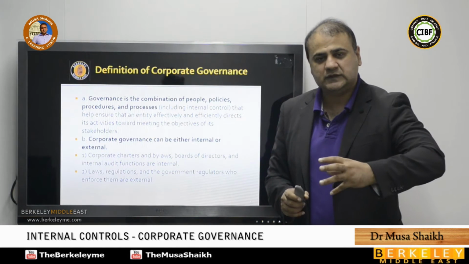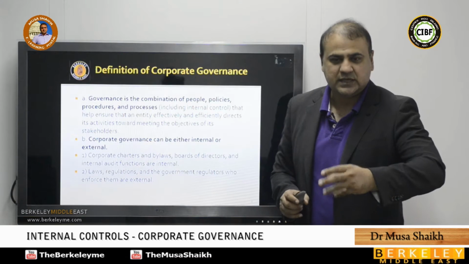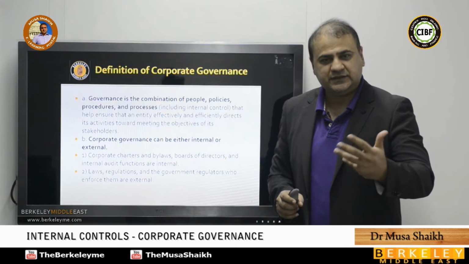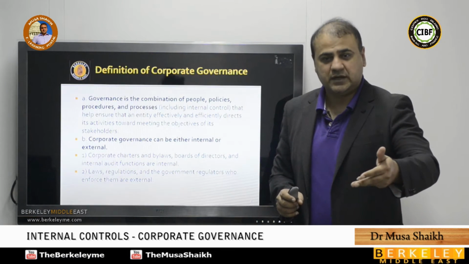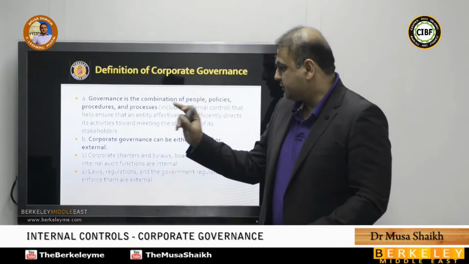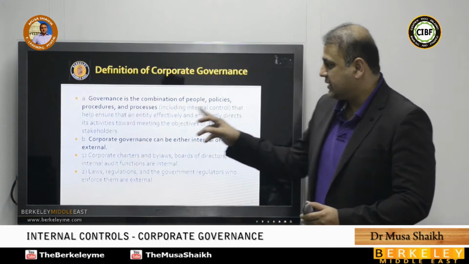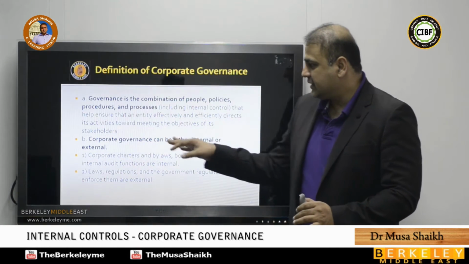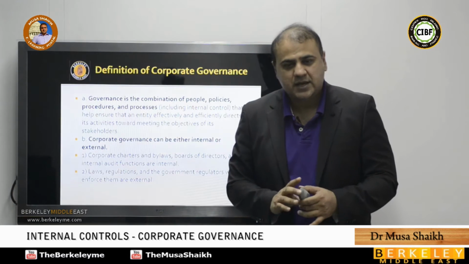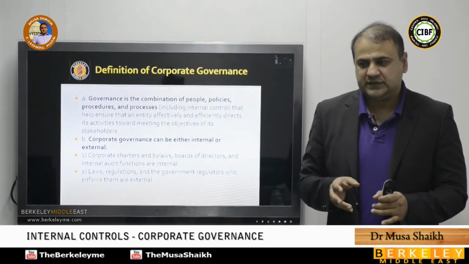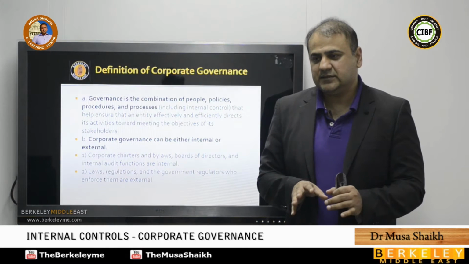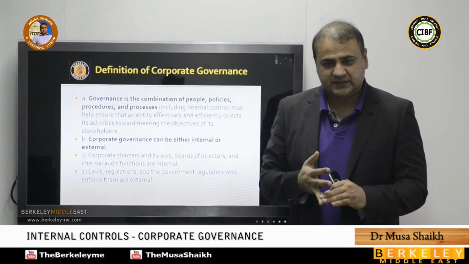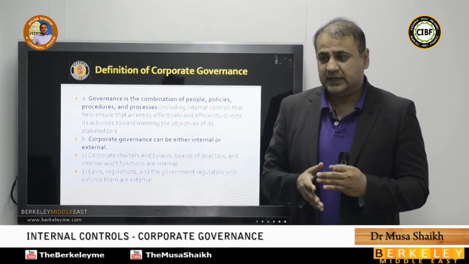If you have effective policies, you will have effective governance. If your procedures are defined, known to the people, and really smart, efficient and effective, there will be good governance in the company. And processes also include internal controls that help ensure that an entity effectively and efficiently directs its activities toward meeting the objectives of the stakeholders. When we say stakeholders, it means anyone interested in our company. It may be an employee, a supplier, a customer, the government, or tax authorities.